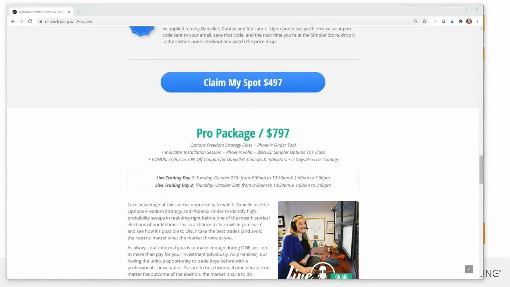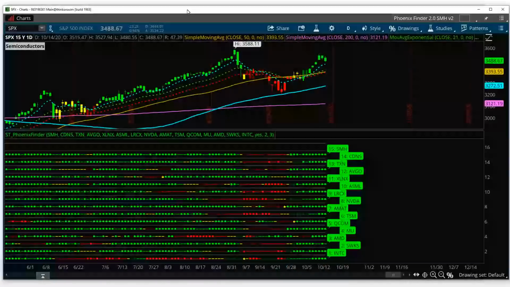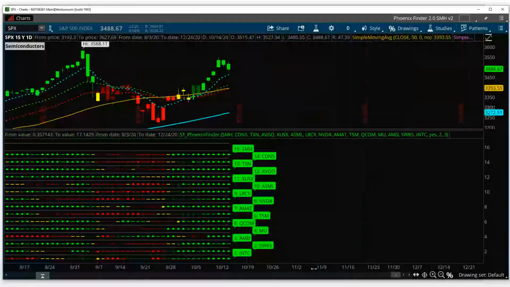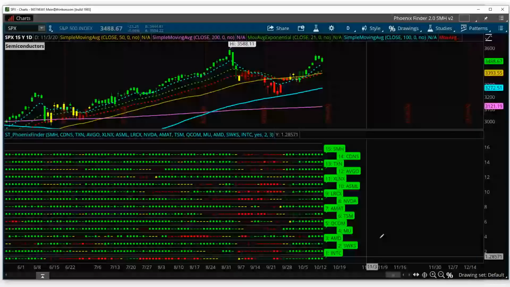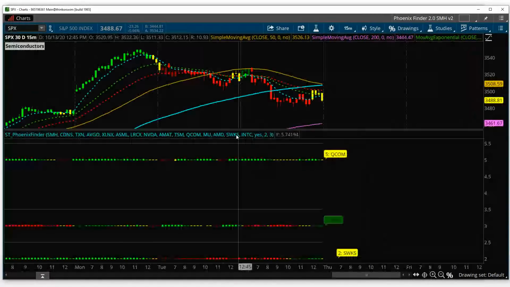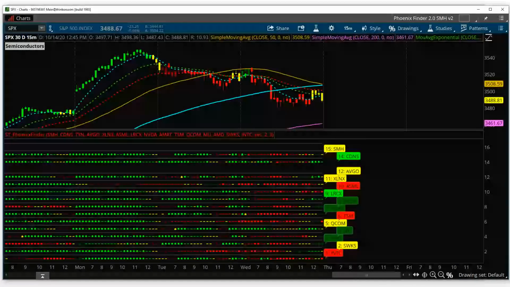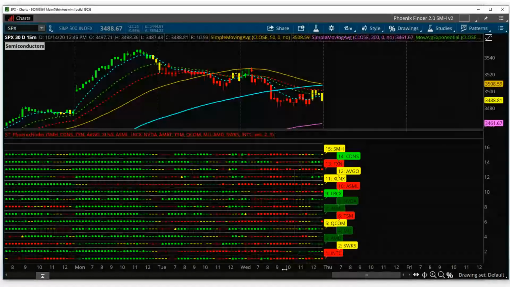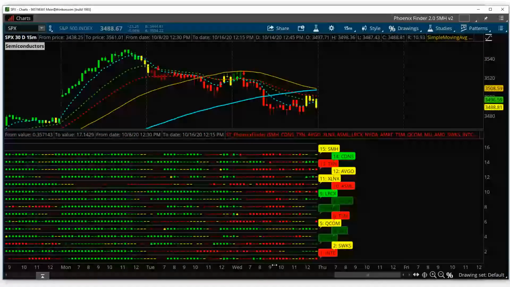Very interesting. Good presentation. Does the Phoenix Finder work on lower time frames? Yes, it absolutely does. So let me see. I can just pull it up for you here. So the Phoenix Finder you can use on any time frame. This right now is set to the daily chart, and I'm looking at the semiconductors, but you can shift it down to a 15-minute chart, and that's how you can really determine your entries and exits. So it's a pretty versatile tool.